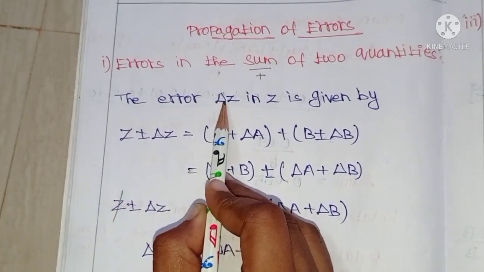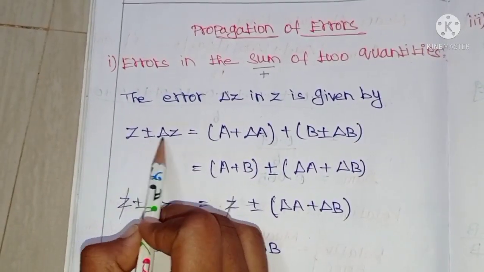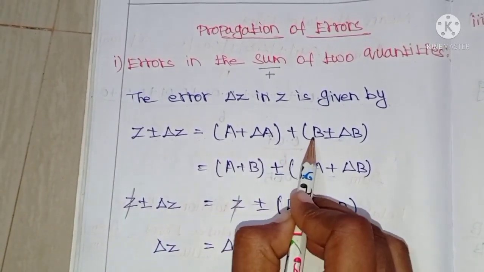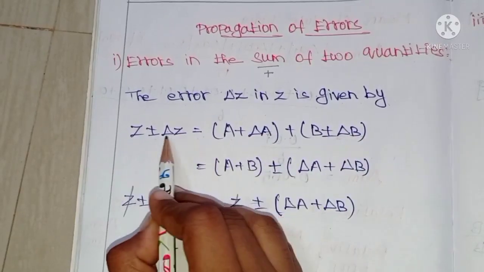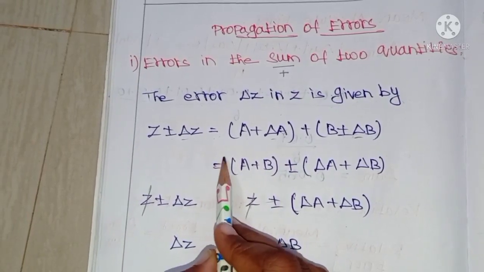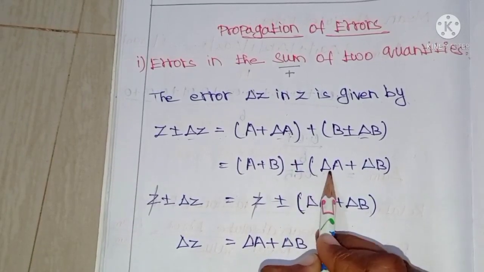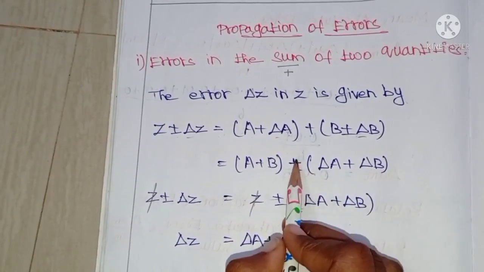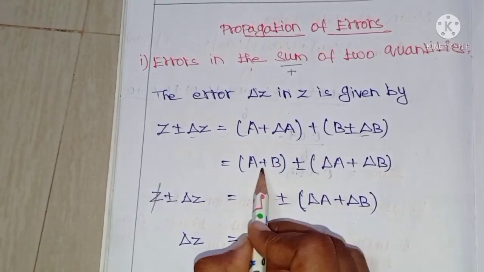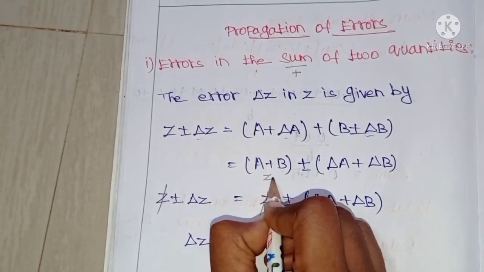The error delta Z in Z is given by Z plus or minus delta Z is equal to A plus delta A plus B plus or minus delta B. Here the deltas denote the errors. Now we are taking this A plus B and plus or minus delta A and delta B. We are separating A and B as a single term, delta terms as another term. Here we have already mentioned that A plus B is equal to Z.